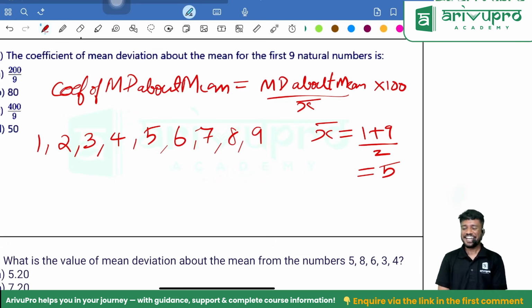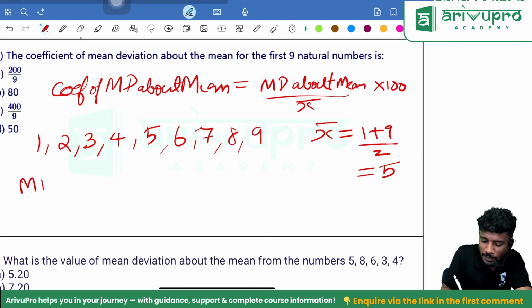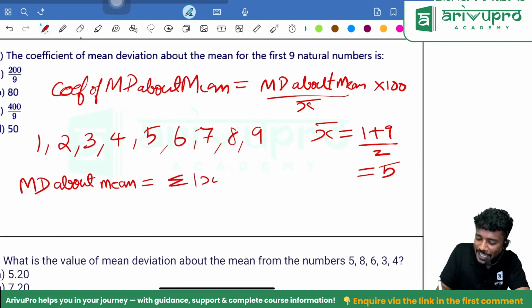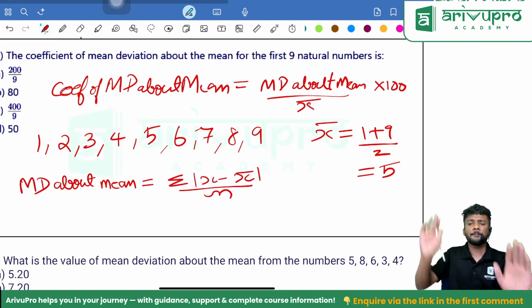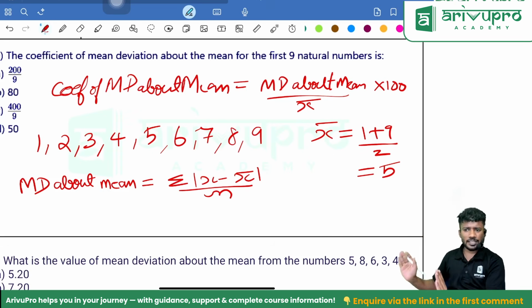So, x bar is 5. Now, how to find mean deviation about mean? Mean deviation about mean is equal to sigma modulus of x minus x bar divided by n. What do you mean by modulus of x minus x bar? Modulus means if it is a negative value, it should become positive.